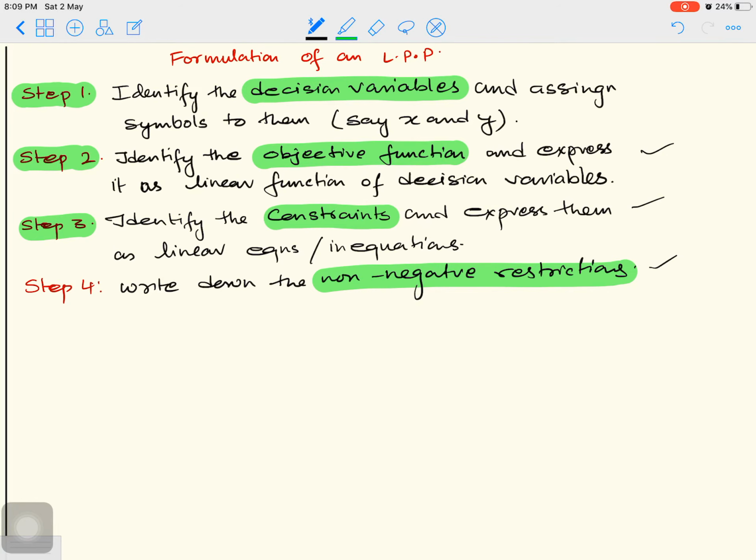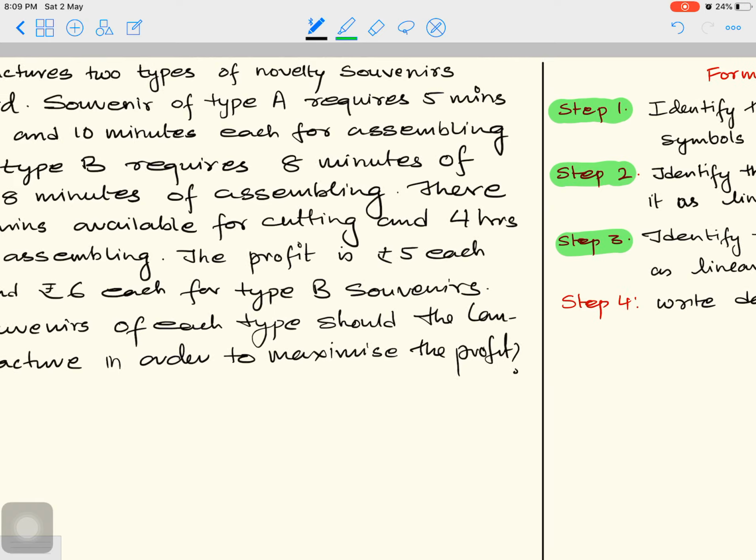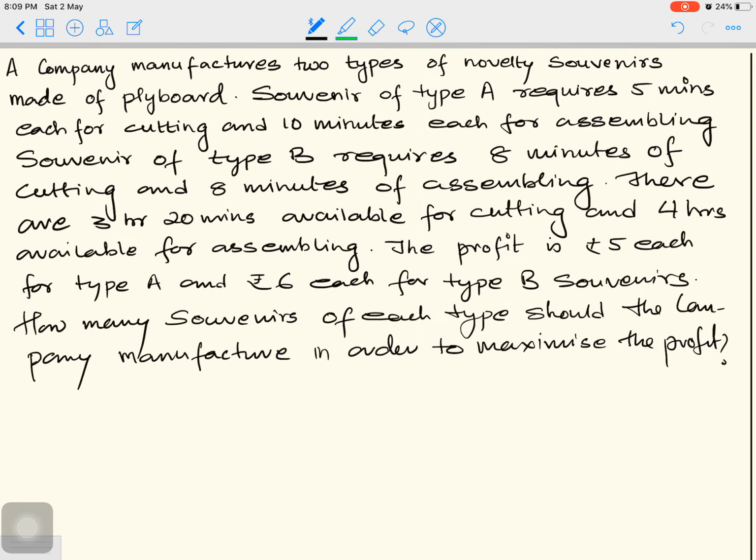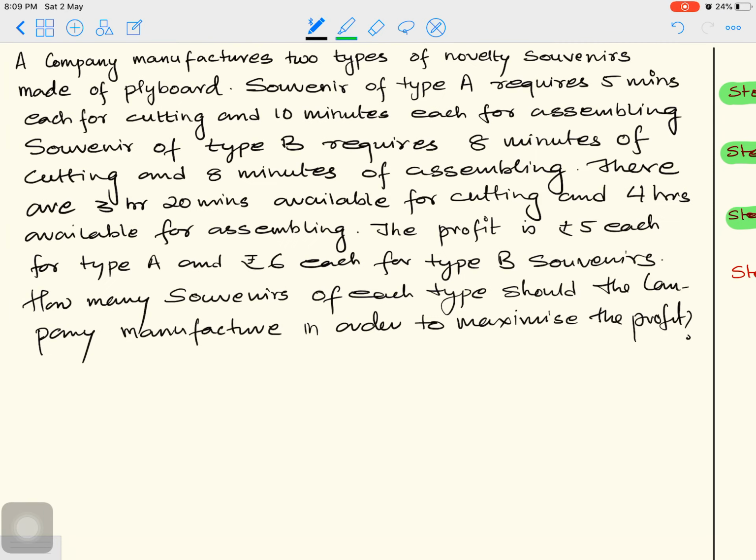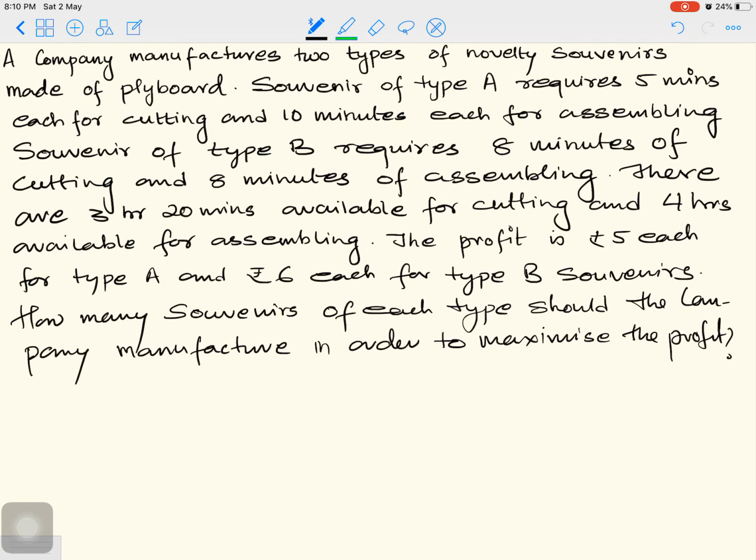So first and foremost, we need to identify the decision variable. So let's go to the sum. You may pause the video and copy this sum. Then we will identify the decision variable. Before we start, because decision variables are the variables of an LPP equation, let me read the question. A company manufactures two types of novelty souvenirs made of plywood.